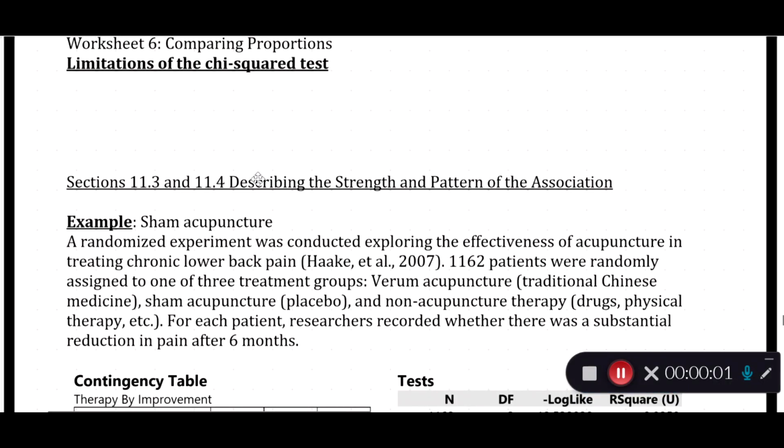This is a very brief video talking about the limitations of the chi-squared test. This is a very important video, and that is why it's being set aside on its own and not being tucked in with any of the other videos talking about the chi-squared tests themselves.